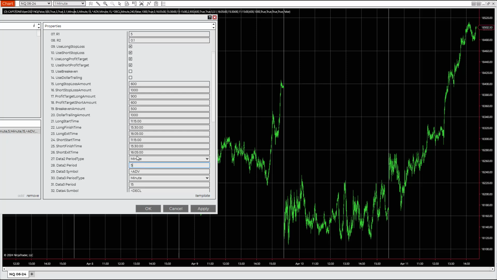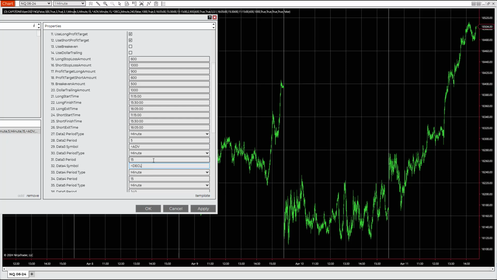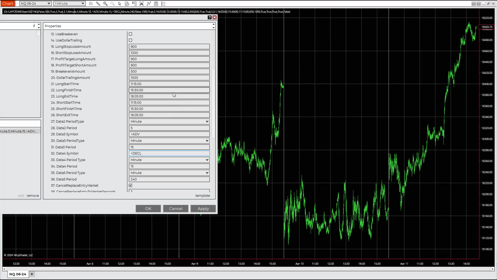Data 2 uses NASDAQ 5-minute. The market symbol is not listed since it uses the same as the symbol that's on the chart. Data 3 uses advancers, NYSE advancers. Data 4 uses NYSE decliners, so you have to make sure your data feed supports that through Kinetic.